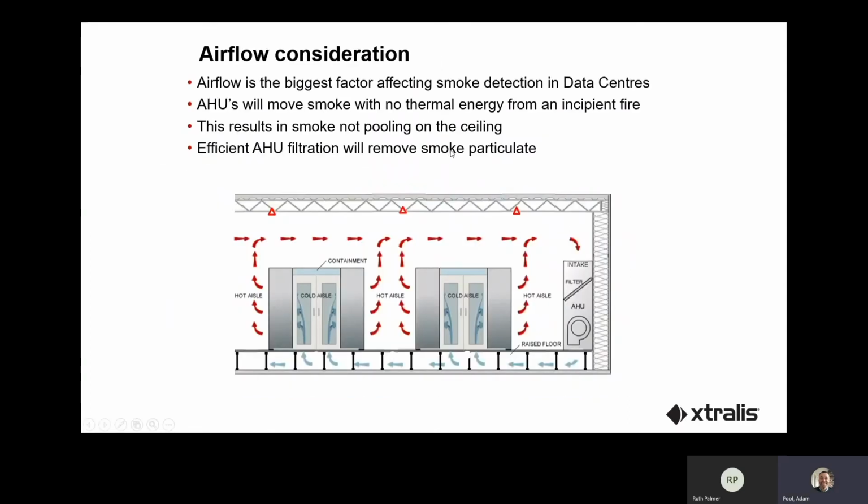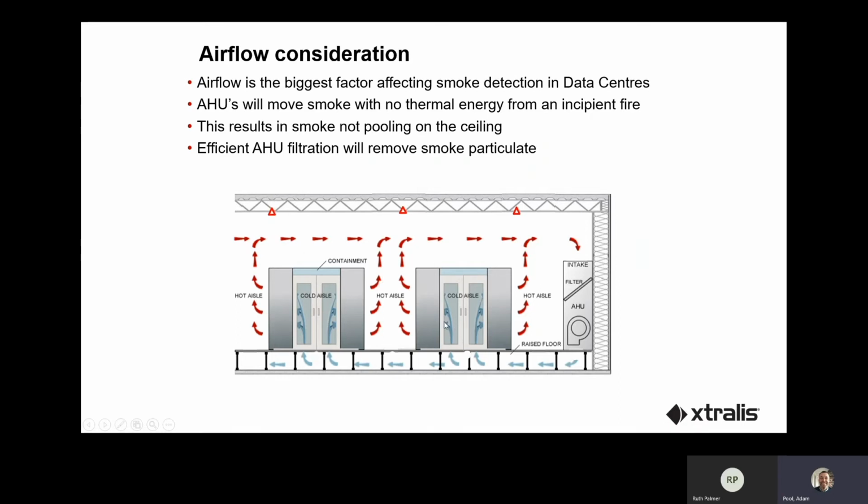So airflow is one of the biggest factors that affect fire detection. If smoke is pushed away from the point where detection is placed, it's never going to go off. So we need to try and consider the airflow environment within that space. This is a fairly typical example of a computer room. It's a little bit misleading because it does show a cold aisle, so a containment aisle, but actually there's no containment beyond that. But that's possible.